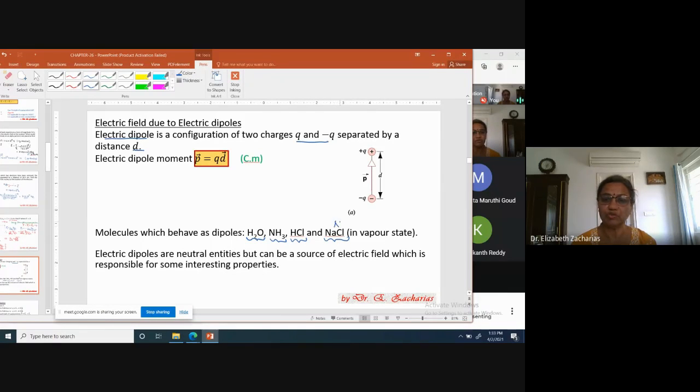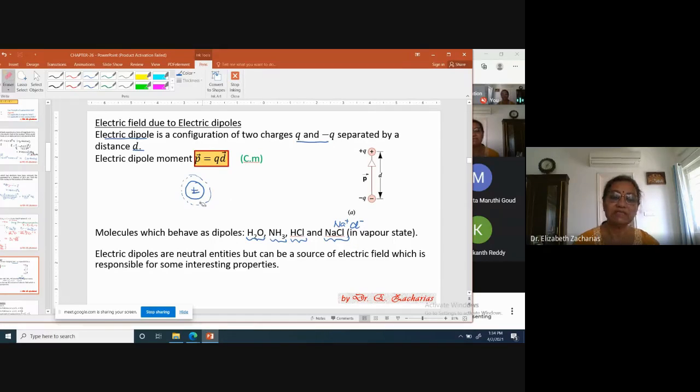In the vapor state, you will have Na plus and Cl minus. So all these things can behave like dipoles. What is the meaning of a dipole? Remember, any molecule is going to have some positive protons and negative electrons, and on the whole, it is neutral. Now just imagine that you have your positive charge cloud and it is spherical, and you have your negative cloud also spherical.